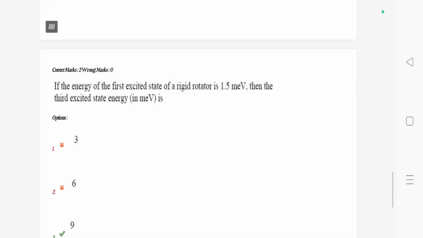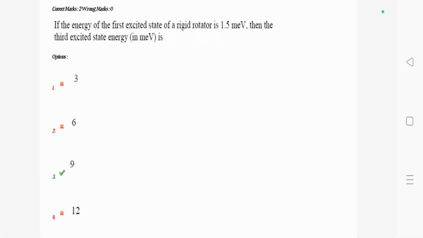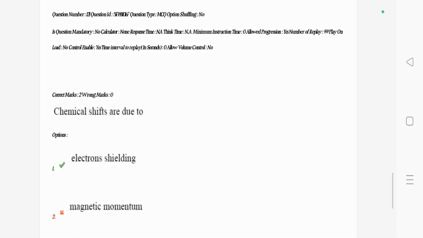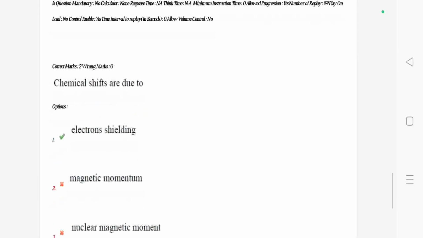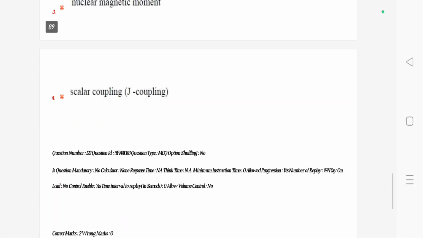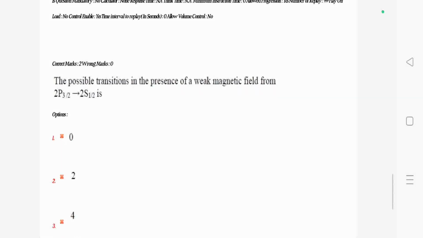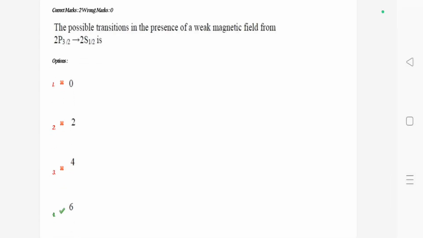Now next, 120th question. If the energy of the first excited state of a rigid rotator is 1.5 milli electron volt, then the third excited state energy is 9. This also I explained, once check the attached video. Chemical shifts are due to electron shielding. The possible transitions in presence of a weak magnetic field from 2p3/2 to 2s1/2 is 6.